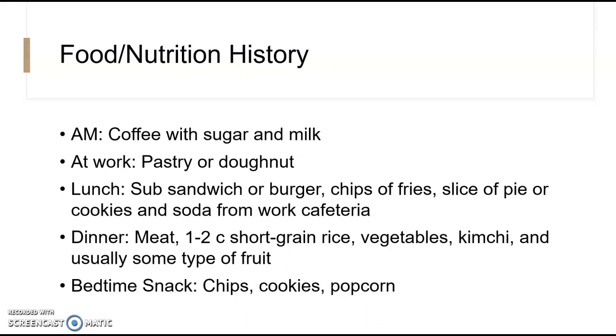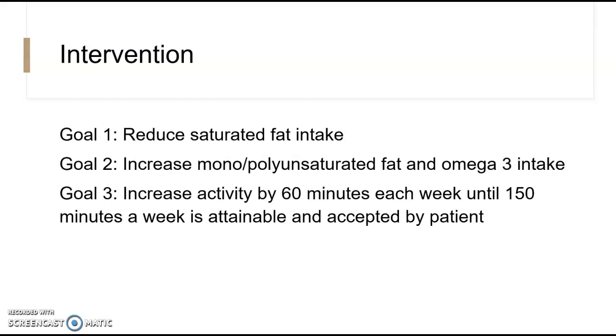For dinner, he usually has meat, 1 or 2 cups short grain rice, vegetables, kimchi, and usually some type of fruit. For his bedtime snack, he has chips, cookies, and popcorn. He has no known food allergies, and his wife also does the grocery shopping and the cooking in the household.